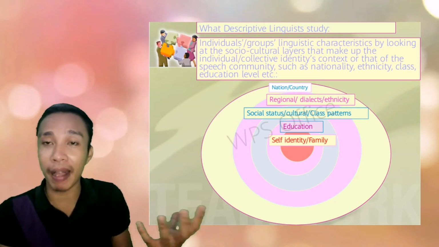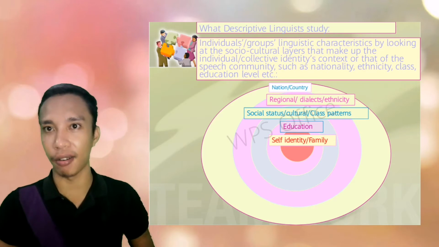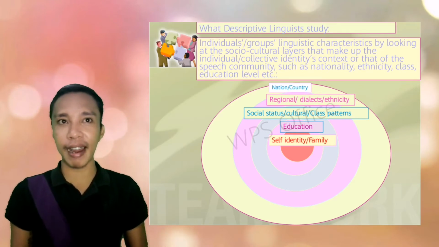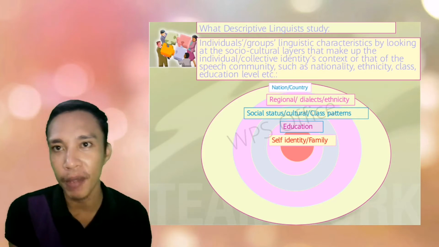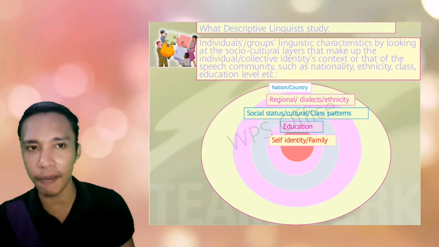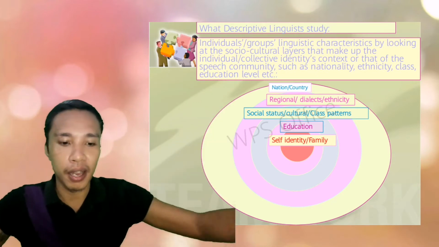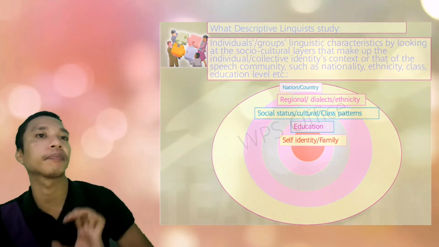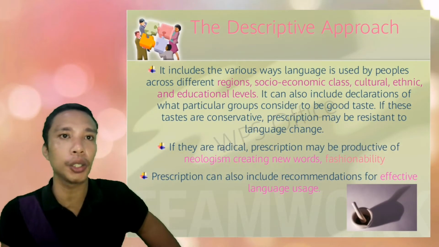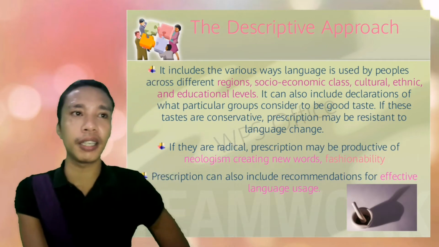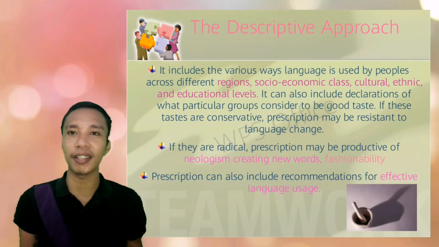In short, in Filipino, paano ba sila, ano ba yung naging influence niya, no? Kung bakit siya naging ganon at bakit hindi siya nakapag-develop ng ganyang klaseng lengguwahe. So, iti-trace back natin yan starting from the beginning, from home or from the house, up until the much wider, which is the whole nation. Okay, next. So the descriptive approach includes the various ways a language is used by people across different regions, socioeconomic class, cultural, ethnic, and educational levels.